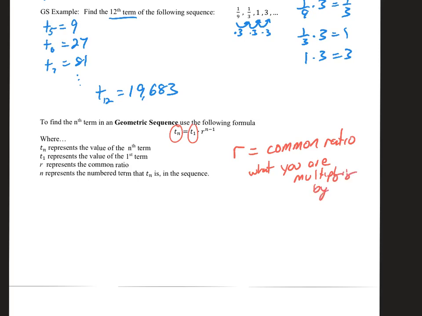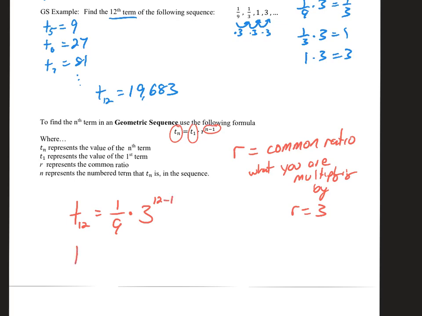In our previous example, it was 3, so r would be equal to 3. And notice, we still have the n minus 1. So the n minus 1 is a popular thing in these sequences. And so if we were to use the formula to find the 12th term, we start with the first term, which is 1/9, and we times it by my common ratio, which is 3, to the 12 minus 1 power.